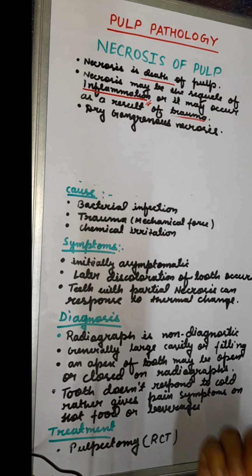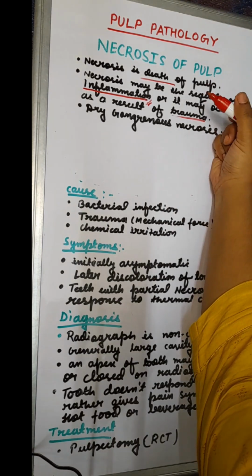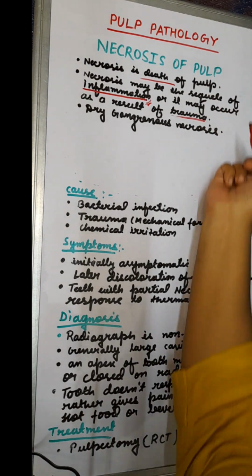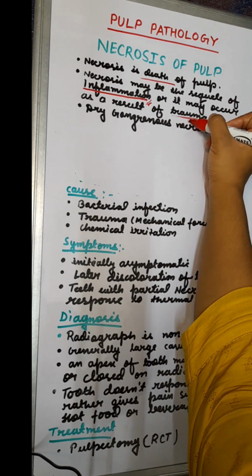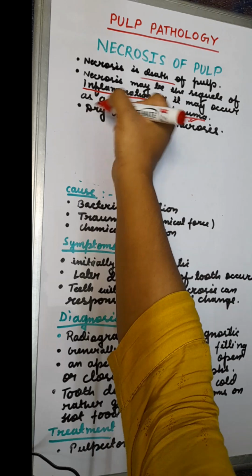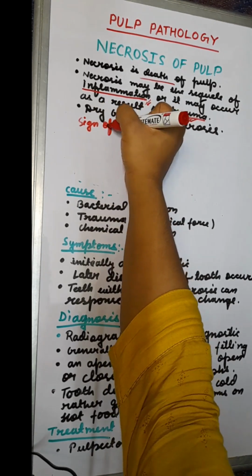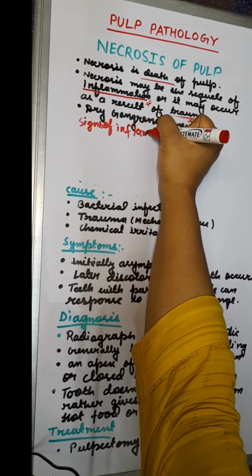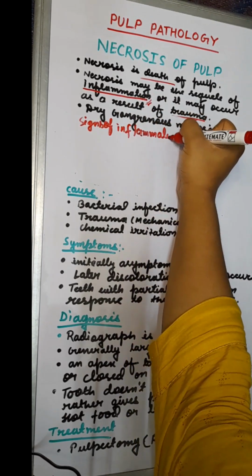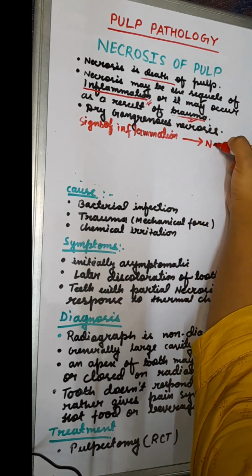Now, necrosis of the pulp. Necrosis is basically the death of the pulp. Necrosis may be the sequel of inflammation or it may occur as a result of trauma. So, there are 5 signs of inflammation, and inflammation is followed by necrosis.